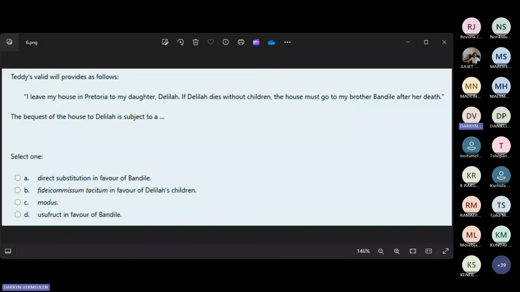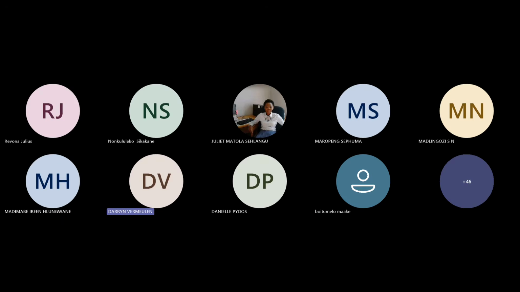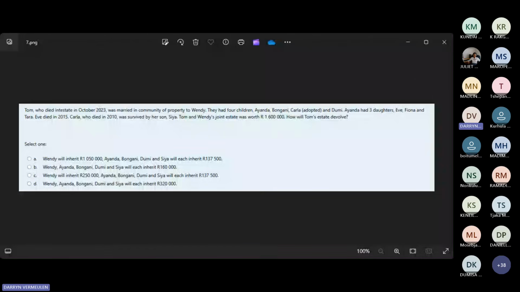All right, so this question says that Tom, who died intestate in October 2023, was married. Darian, we're still on the last question. Yes, the last question was B. Let me just unshare and then reshare. There must have been a little glitch. Hopefully you can see that window with the new question. Can everyone see Tom? No, it's very clear. We can see it now, Darren.